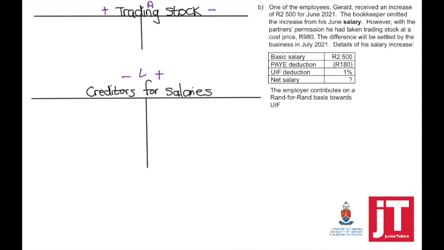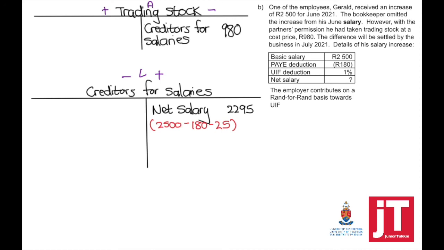In other words, what do we owe our employee, Gerald? The net salary is a question mark. So how do we get the net salary? Gross minus deductions equals the net salary. So creditors for salaries is credited.